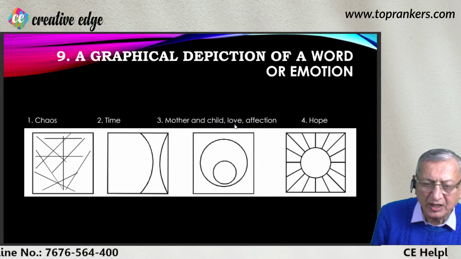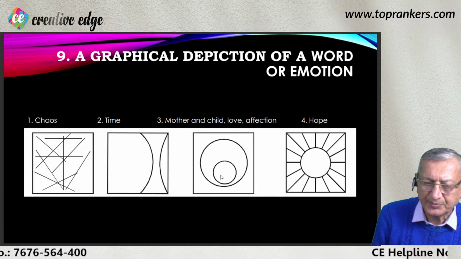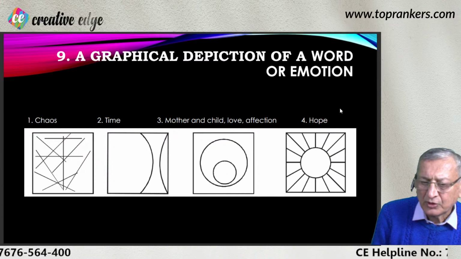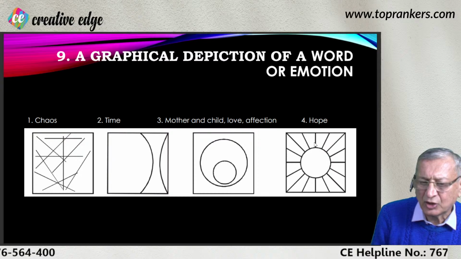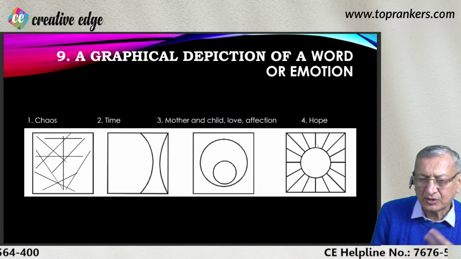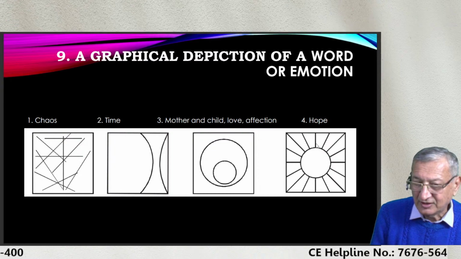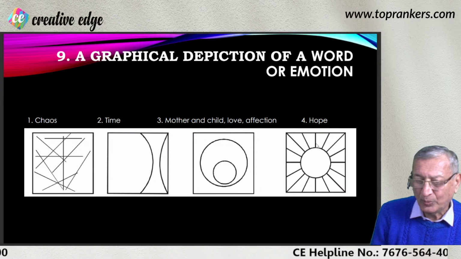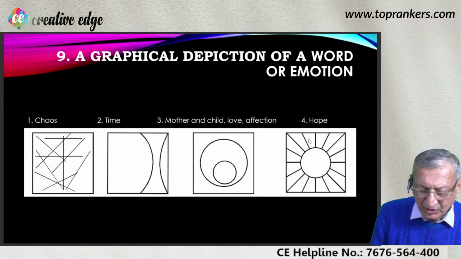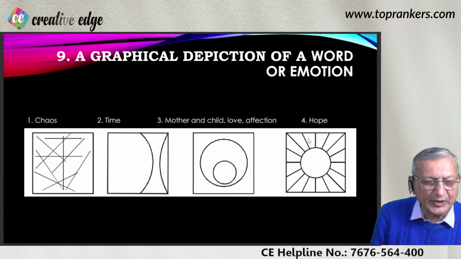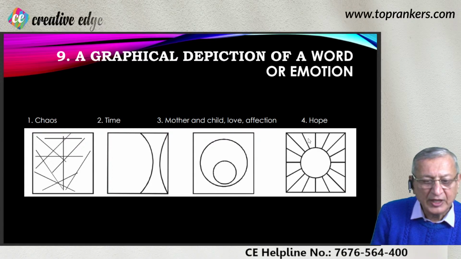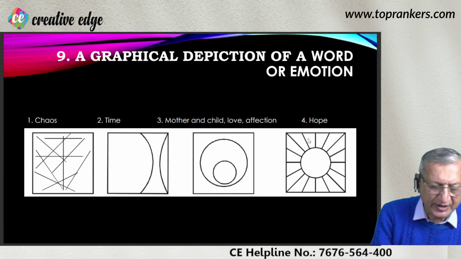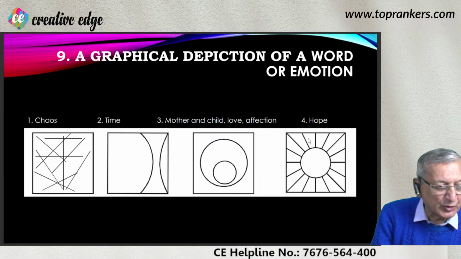Mother and child, love, affection, all can be depicted with just two circles. Hope, showing sunlight could be brightness in black and white, and also hope, right? So this kind of graphical depiction of word and emotion should be practiced. We will cover this for you.